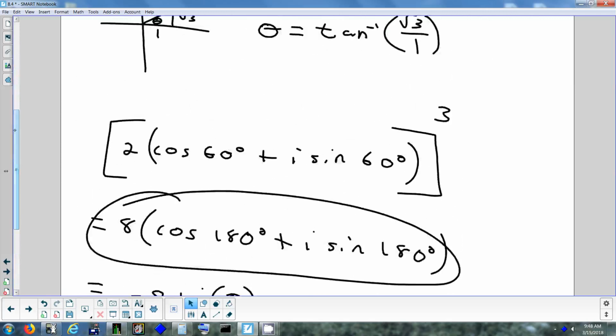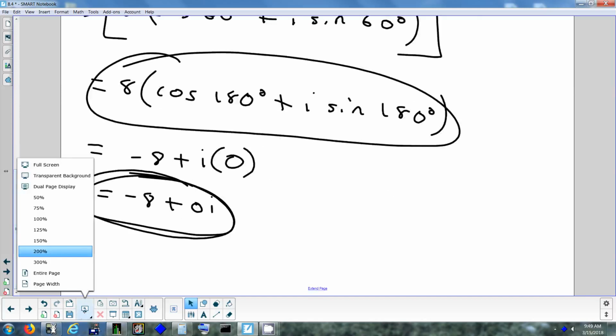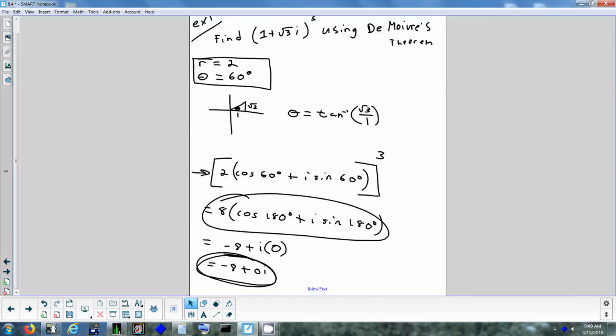Okay, so can someone just tell me, what did I do to my original number to get the final answer? What operation did I do here? Yeah. Raise it to the third power. We raised it to the third power. What's the opposite of what you just said? Cube rooting. So if you took the cube root of what I just circled, what would you get? Yeah. The 2 cosine 60 plus i sine 60.